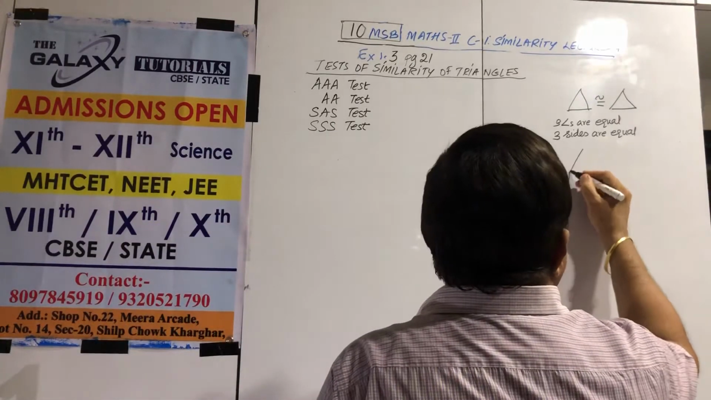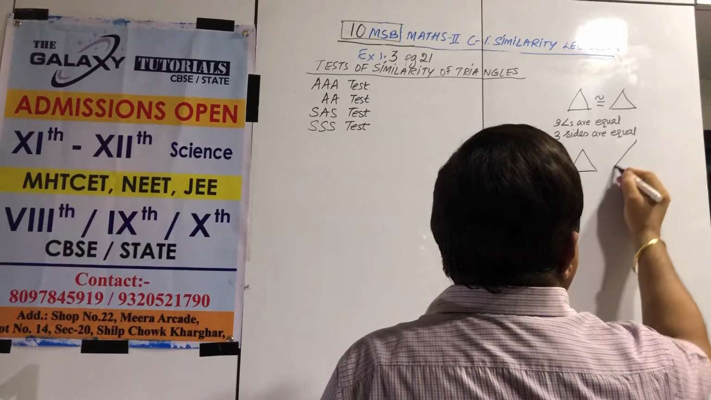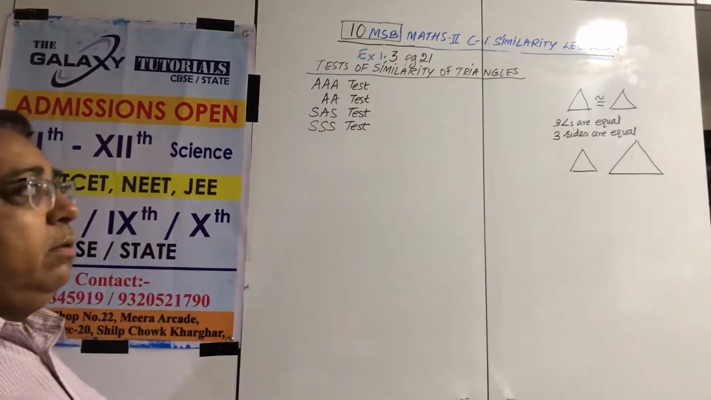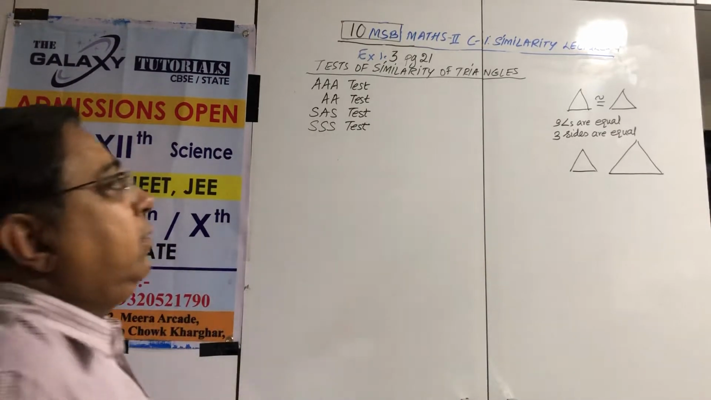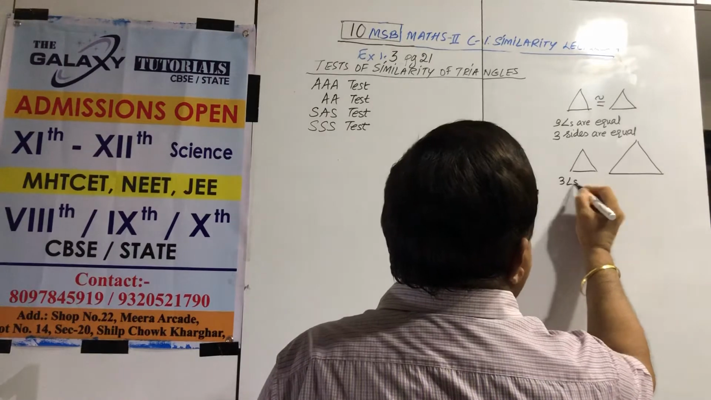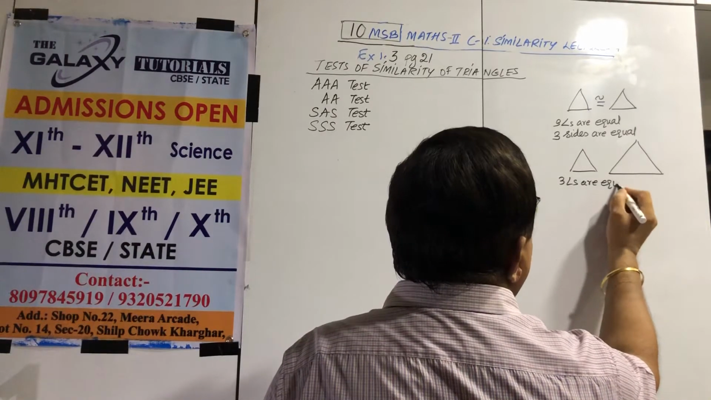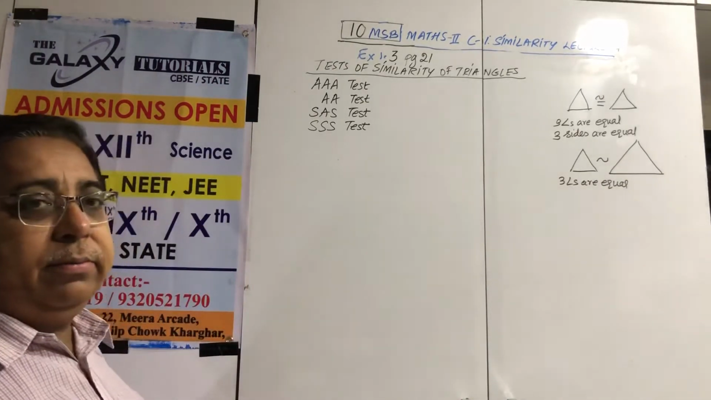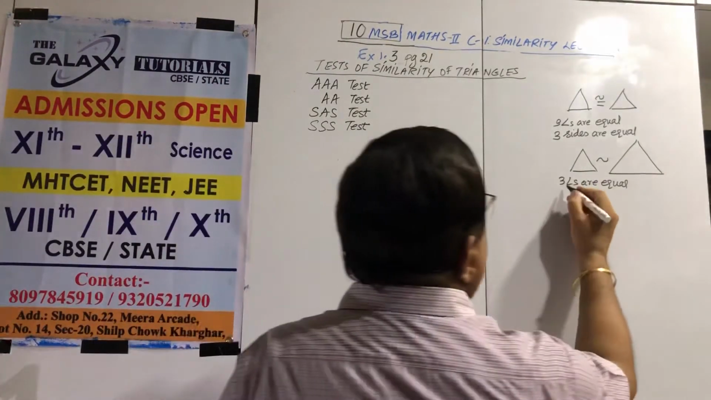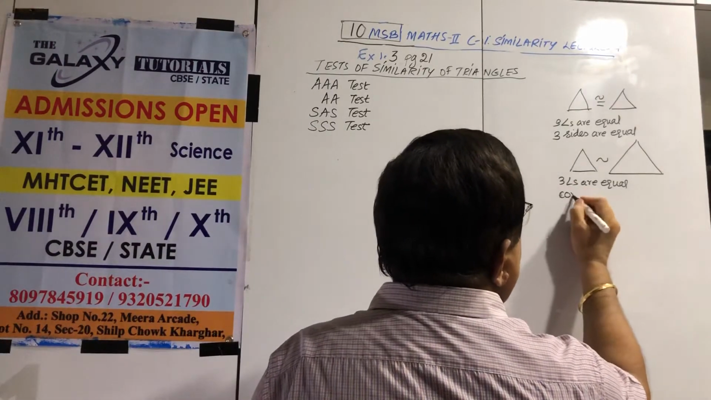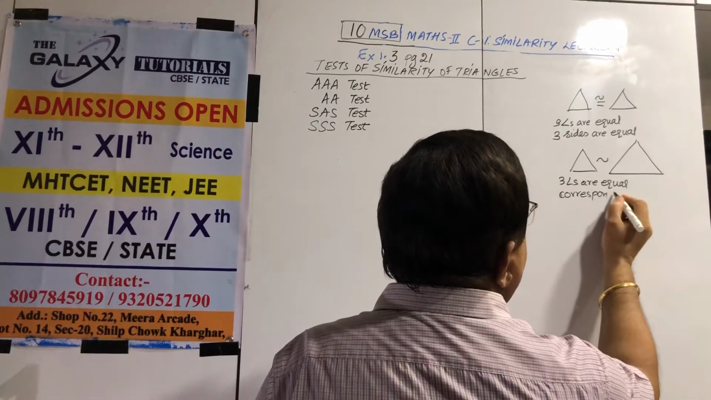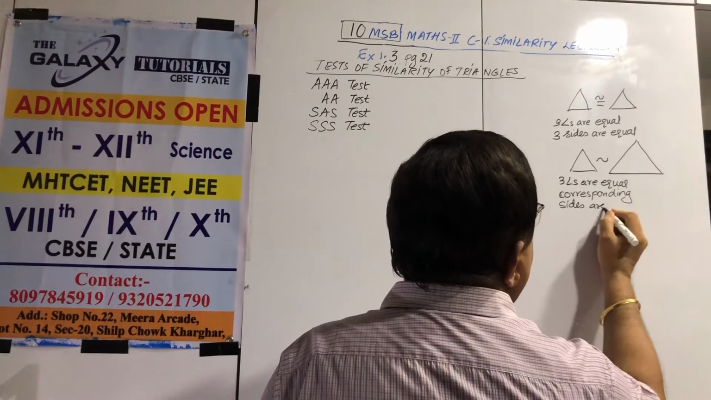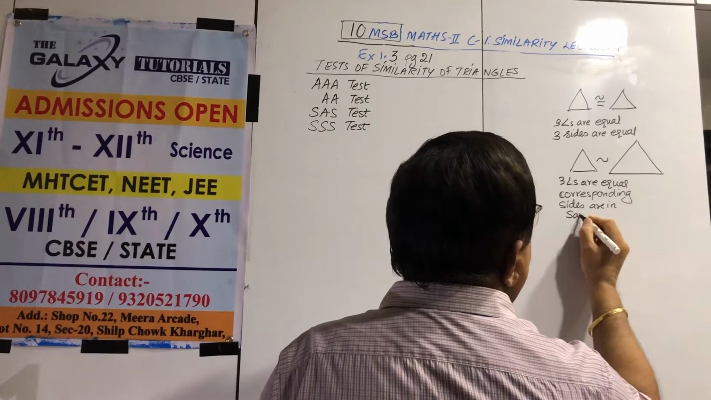Two triangles are similar if, now you can see they are not the same size. Three angles are equal. This is similar. And the sides, the corresponding sides are in proportion. Same proportion.